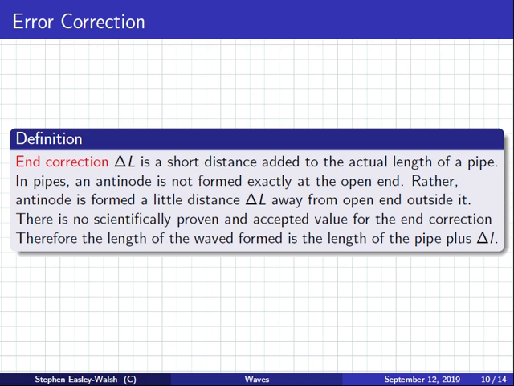In pipes, an antinode is formed not exactly at the open end, rather it's formed a little distance away from the open end, outside of it. There is no scientifically proven and accepted value, believe it or not. So there's no real formula for delta L. Now, how much would you need for the exam? I think the first sentence.